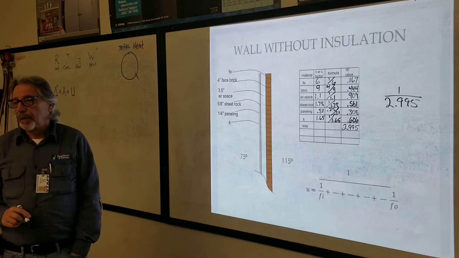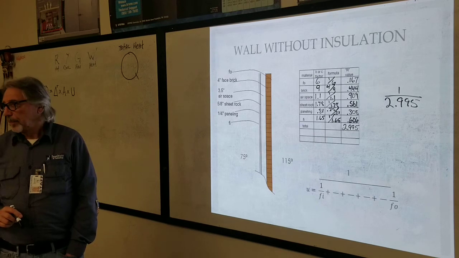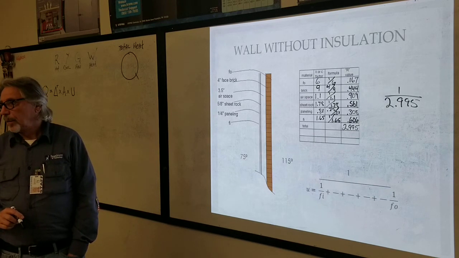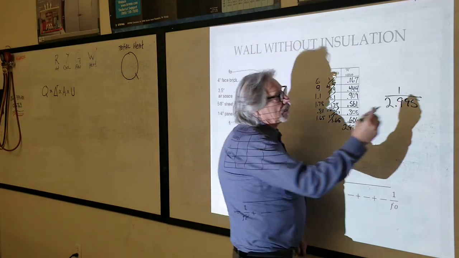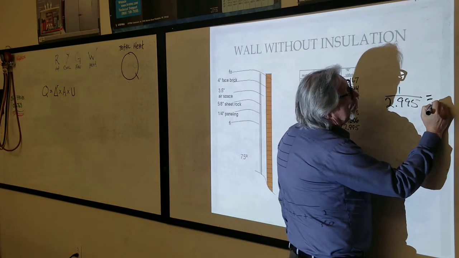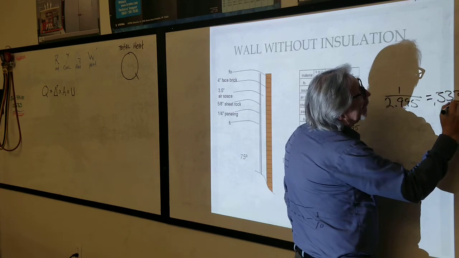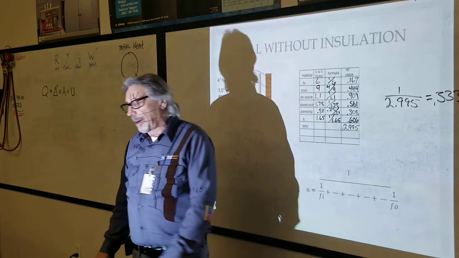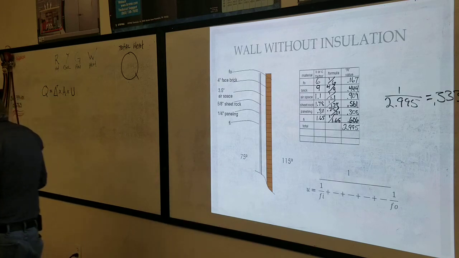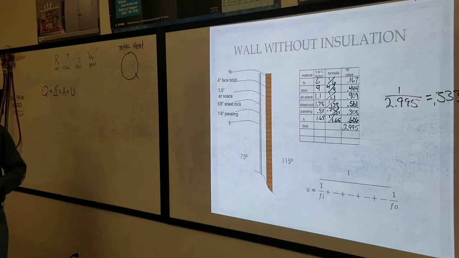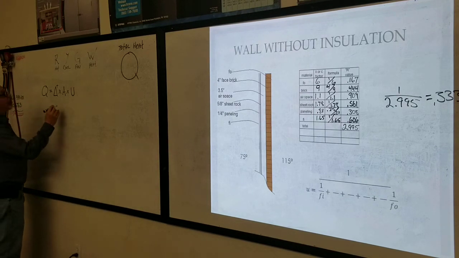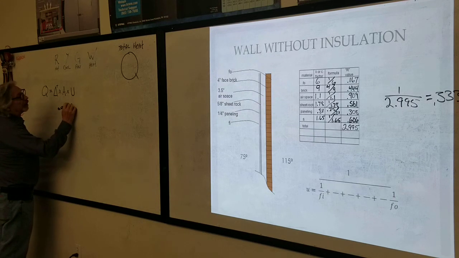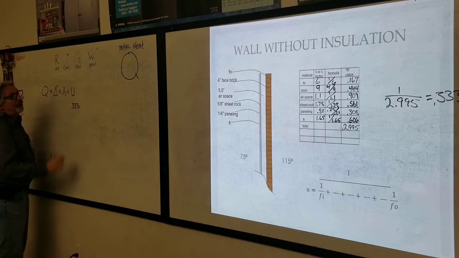6.34. I got 0.333. 0.333 equals 0.333. You know what that is? That's the U factor. You gotta do all that just to find U? Damn.